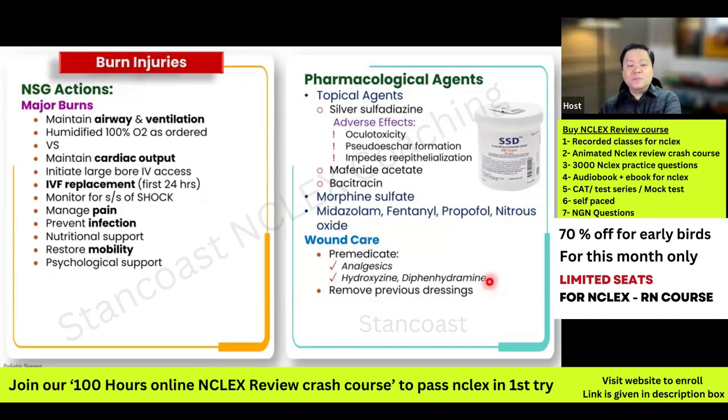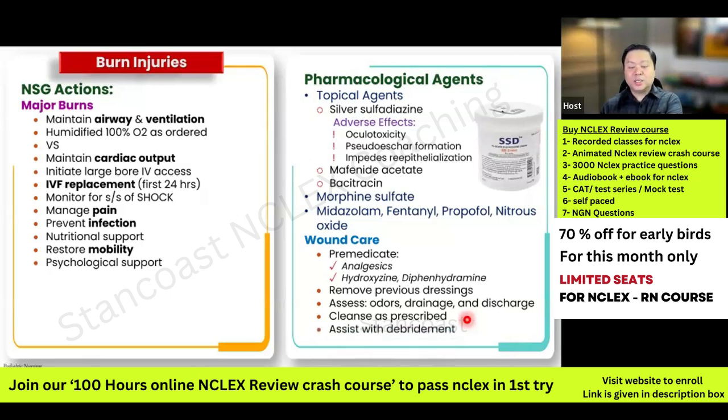Now, we want to make sure that when we are doing the wound care, we definitely remove the previous dressing in order to allow proper healing, and make sure that when you do that, you properly assess the odors, the drainage, and also the color of the discharge. Look for the consistency and the characteristics of the drainage. Now, we definitely need to cleanse the wound as prescribed. It can vary. It can be three times a day or twice a day, or maybe much more frequent. And so you have to coordinate with the wound care nurse or the doctor according to what the need is.